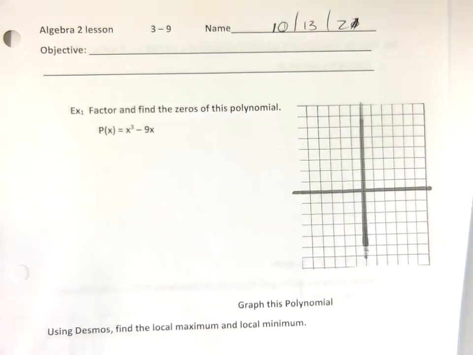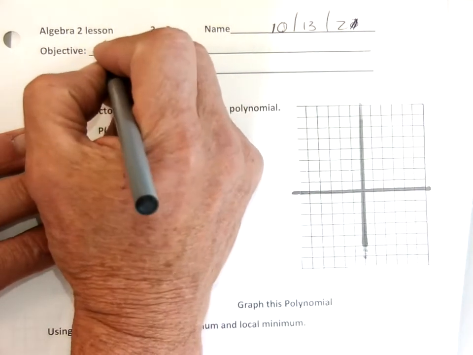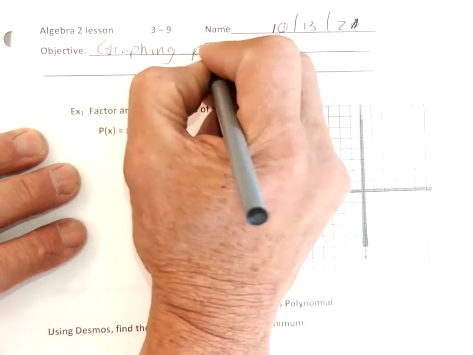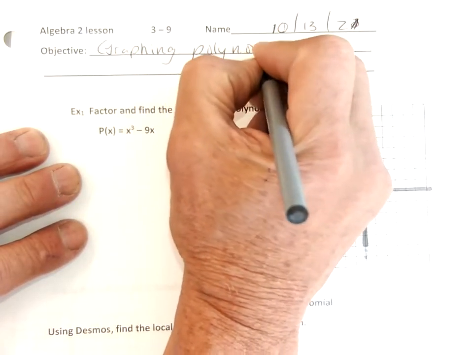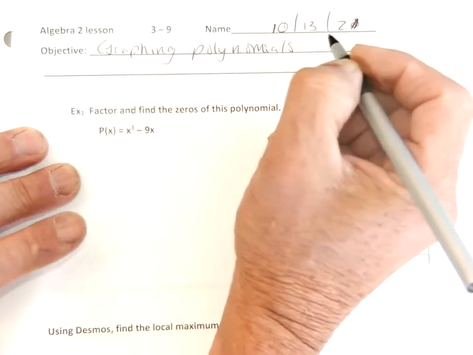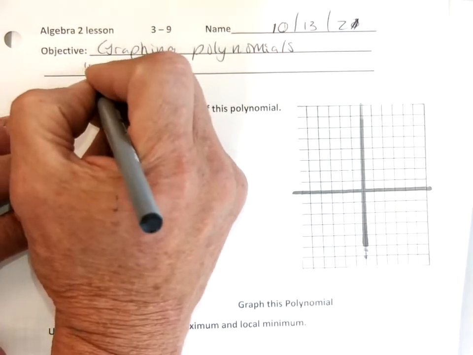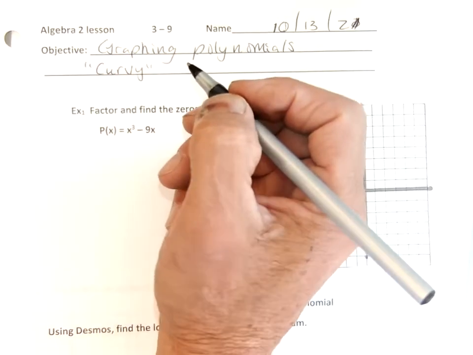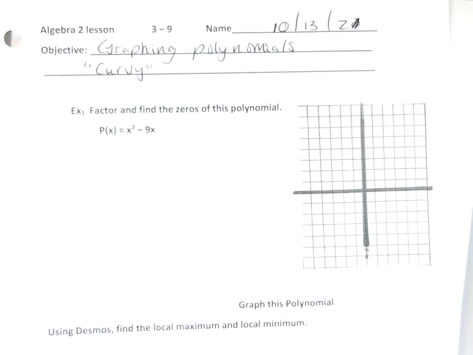So our objective is really going to be graphing polynomials. Polynomials are curvy. And we've seen these. Last week, I think we talked about them. We actually looked at pictures of them, right? We talked about how they could be curvy like this, or sometimes curvy like this. And the bigger the degree, the more curvature we have, okay?